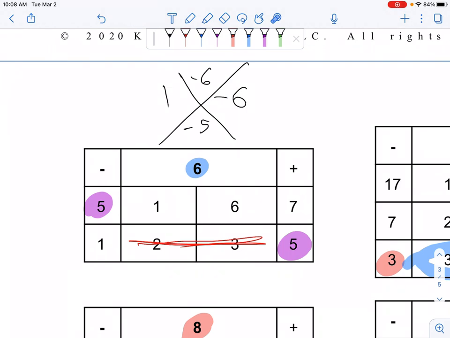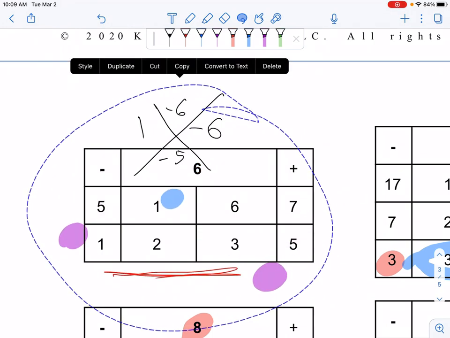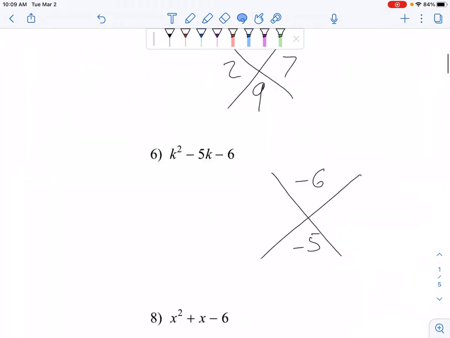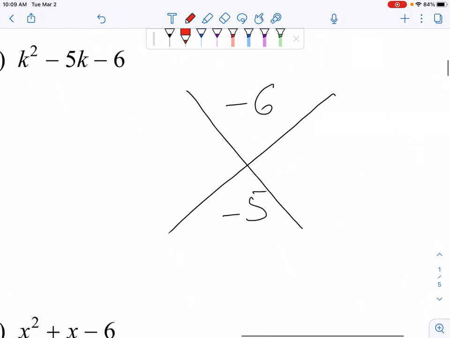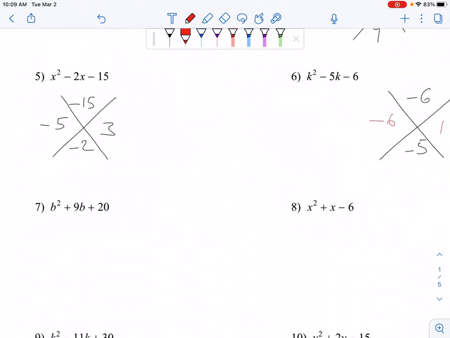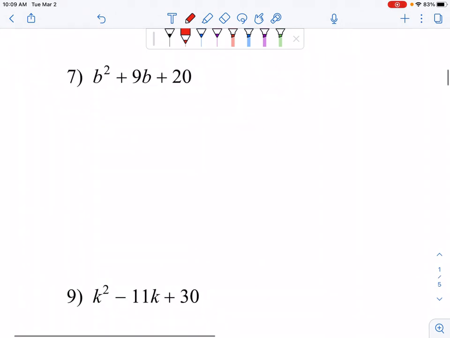So sometimes you'll come across where there's two options, and that's where you got to check the signs. So for this one, it was 1 and negative 6. And if you wanted to write it like this, that's fine too. Doesn't matter where they go in the X. Your top and bottom numbers matter.